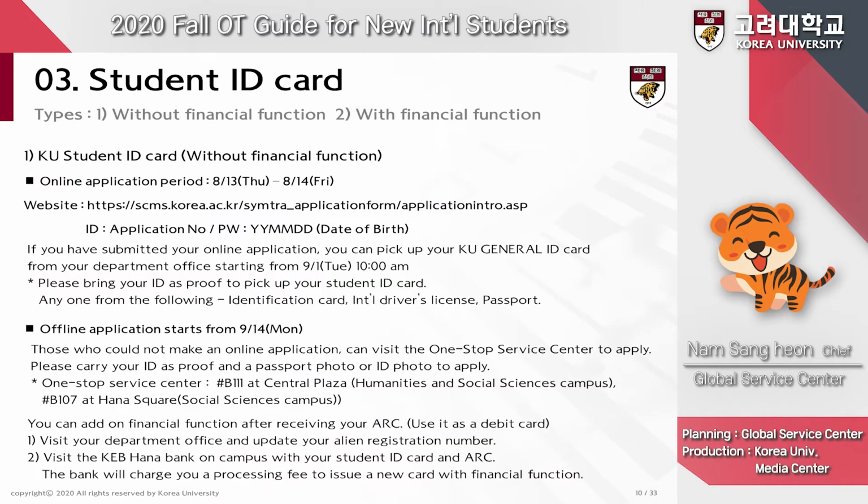As you can see on the current slide, there are 2 types of student ID cards available. One being a regular student ID card and the other being a student ID card with financial function added onto it. Application period for the regular one is already over, and I believe you received notices from us. If you applied online, you can pick up your student ID card in person once the fall semester starts.